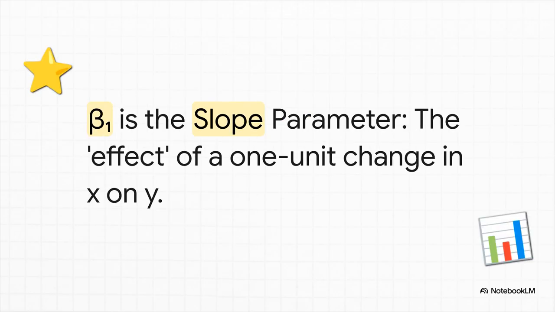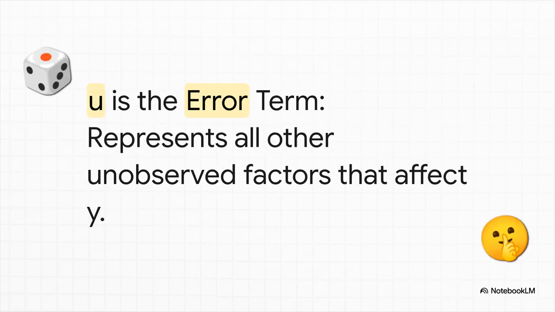And now, for the star of the show, beta 1. This little guy is the whole reason we're here. This is the number we're after. It tells us exactly how much y changes when x changes by 1 unit. So, if we're talking about one more year of school, beta 1 is the number that tells us the predicted jump in your hourly wage. It's the magic number.